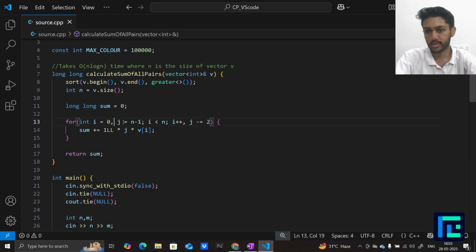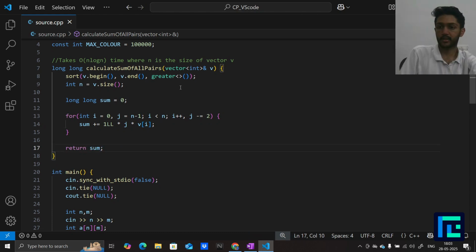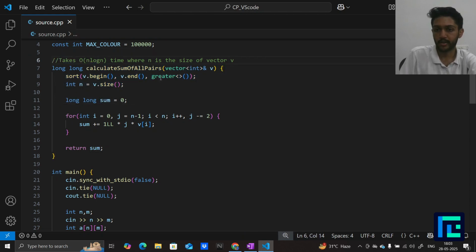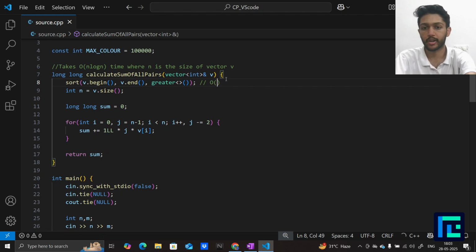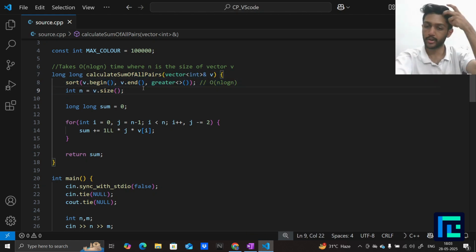So for int i equal to 0, i less than n, i plus plus, and also j minus equals 2. And in the sum, I just add j into v of i, right? And also I took it in long because it can overflow. So sum plus equals j into v of i, and I return the sum. So this will calculate the sum in O of n log n time. The n log n comes from sorting. So yeah, this can calculate the sum of all pairs in O of n log n time.